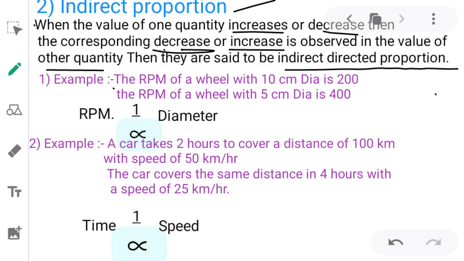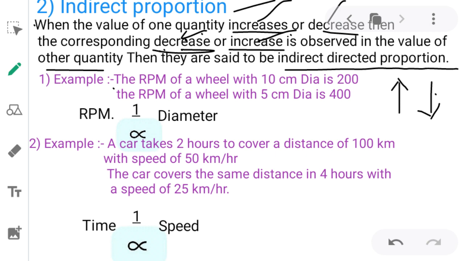The first quantity increases but the second quantity decreases. In the second case, after the OR, the first quantity decreases but the second quantity increases. That means they are in opposite directions. If the first quantity increases, the second quantity decreases. They are in the opposite direction. This type of relation is called indirect proportion or inverse proportion.